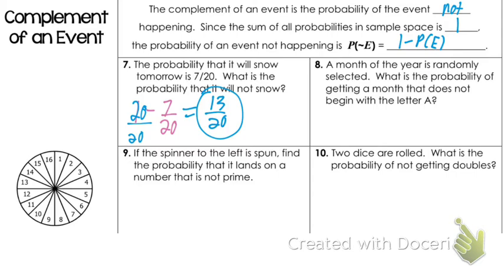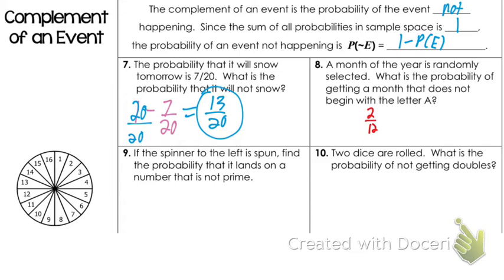Okay, on 8. This one's easy, actually. A month of the year is randomly selected. What's the probability of getting a month that does not begin with the letter A? Well, how many months begin with the letter A? January, February, March, April, May, June, July, August, September, October, November, December. So how many started with A? 2. So 2 out of the 12 started with A.